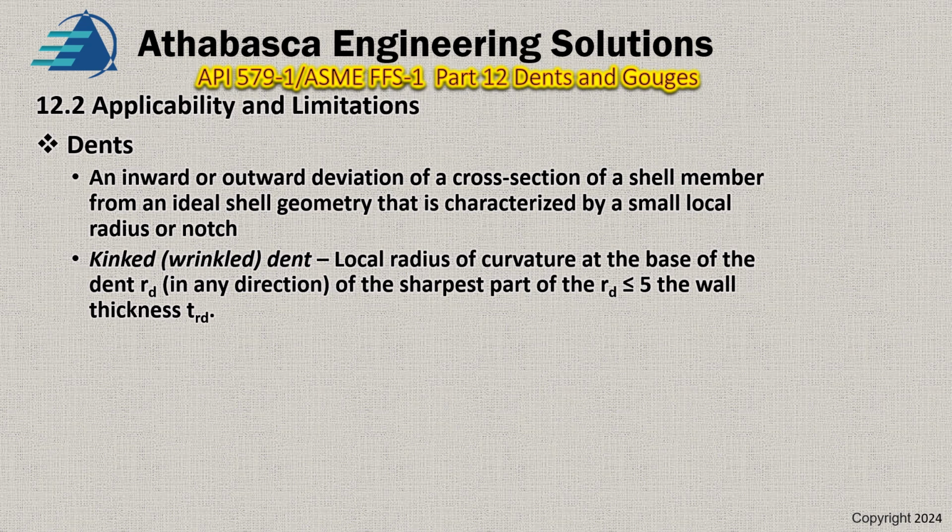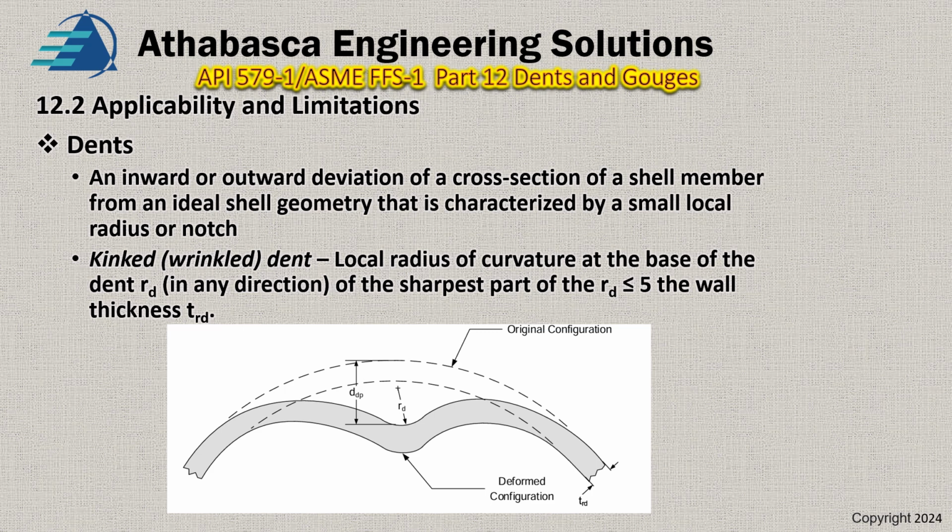A kinked dent, and I put in here wrinkled because I hear it sometimes considered to be a wrinkle, is a local radius of curvature at the base of the dent, RD, in any direction of the sharpest part, where RD is equal to or less than 5 times the wall thickness RT, excuse me. If I look here, I have my DR, DPR, and this is my radius T. And in this condition, it would be called a wrinkle.